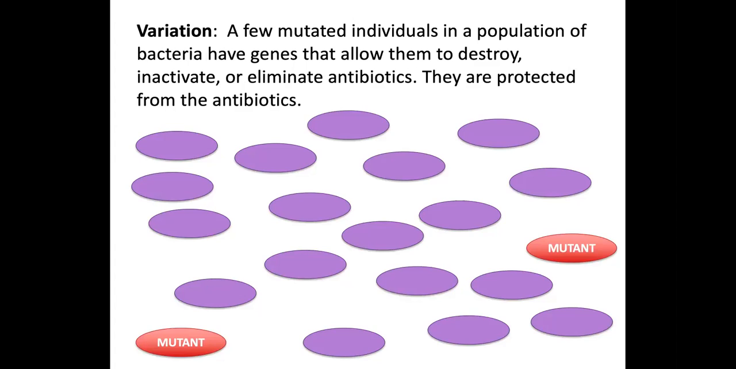So first is variation. So when we talk about variation, we're talking about a variety of things. So up on the board, you see 2 different types of bacteria. Okay, so we have our purple bacteria, which are our normal population of bacteria. And then you see the red, which represent the mutant bacteria. So that means that there's some type of mutation that occurred. So the mutant bacteria are going to be the ones that are not affected by the antibiotic.